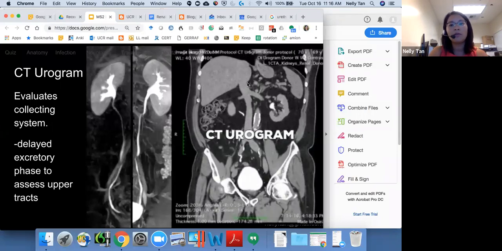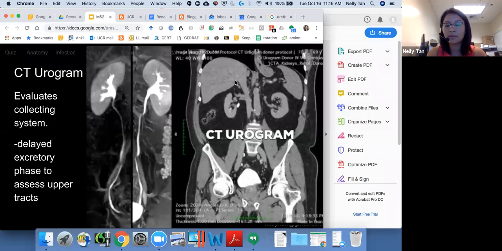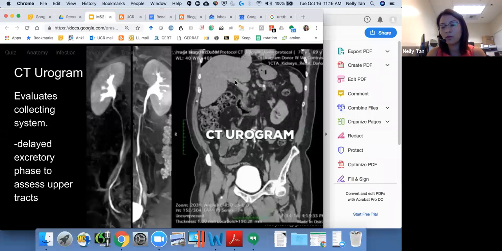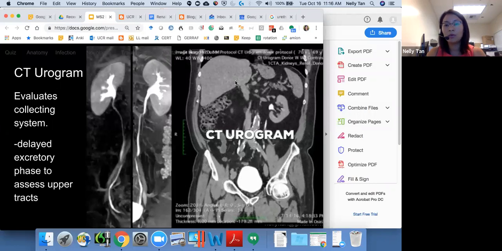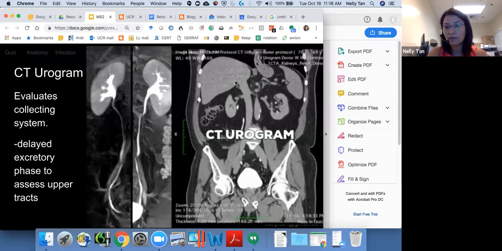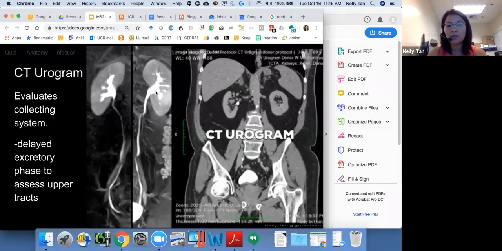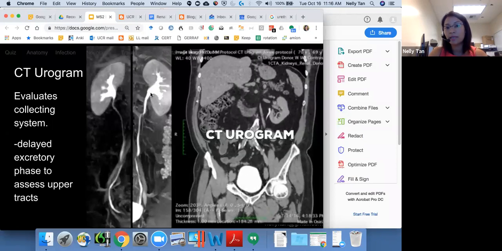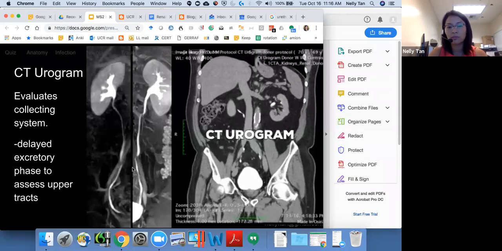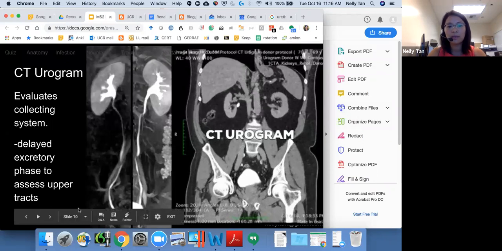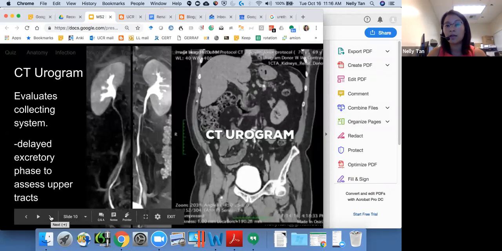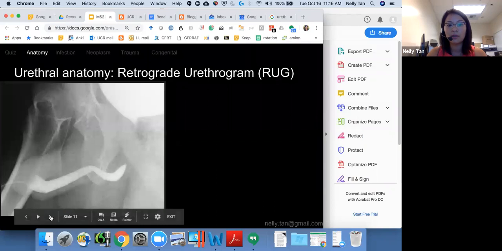And then if the vein is lit up, which happens at about 45 seconds, then it's a different phase called the venous phase. And then this one is called the excretory phase, which is 8 minutes after contrast injection because now it's in the collecting system. So we're going to be looking at a lot of excretory images today because we're evaluating the collecting system.